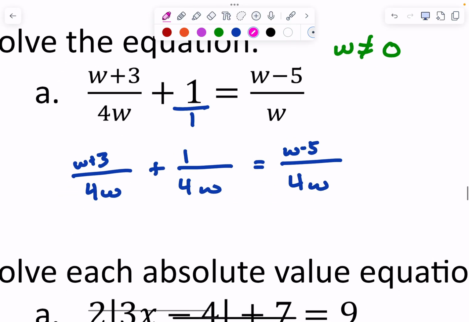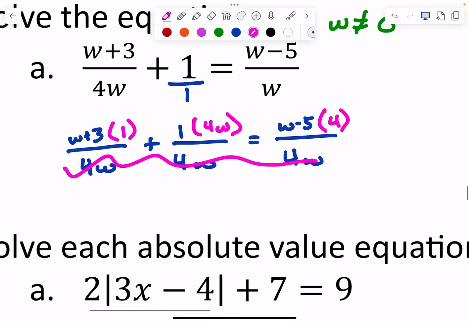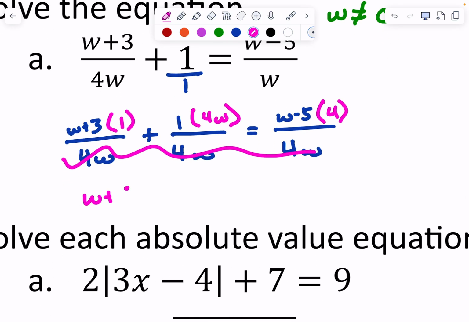Okay, what's the first one need? Nothing, or a 1. Second one needs 4W. Third one needs 4. Okay, bottoms cross off because there is an equal sign, true? Okay, W plus 3 plus 4W equals 4W minus 20.